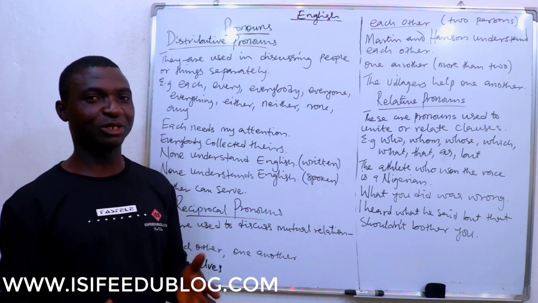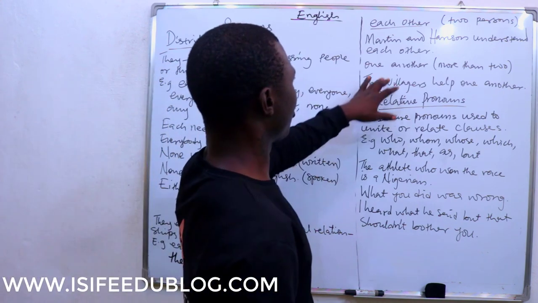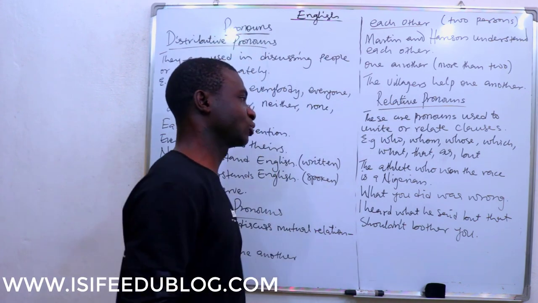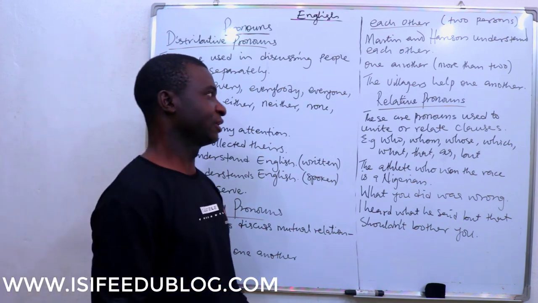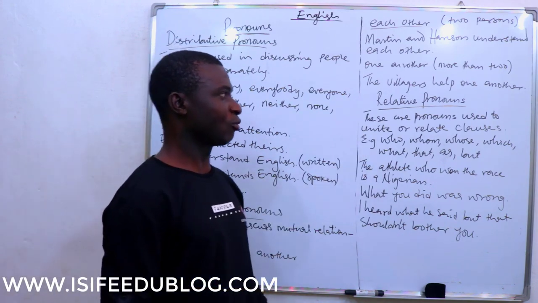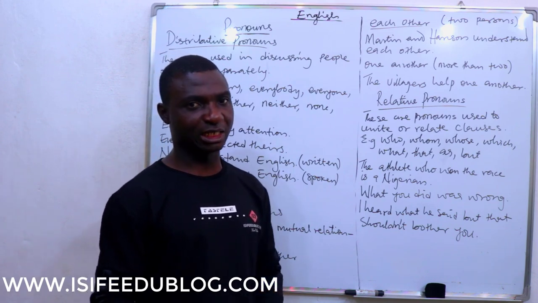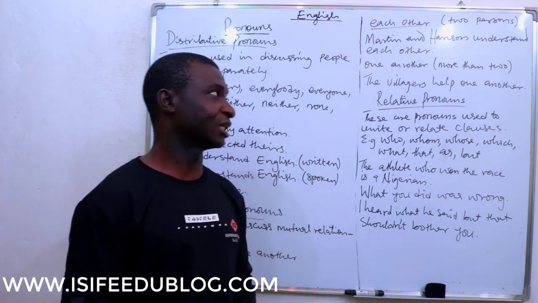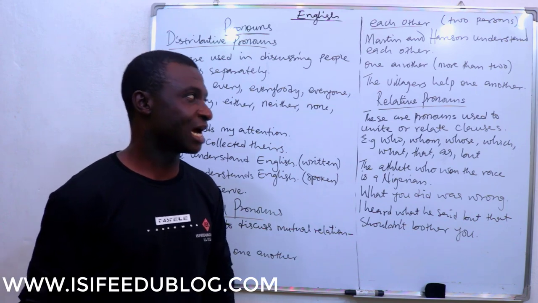Please, it might be a little bit technical, but you've got to watch it. Okay. One another is used when more than two persons are involved in this mutuality. The villagers help one another. So if you have a situation where more than two is required, please go for one another.